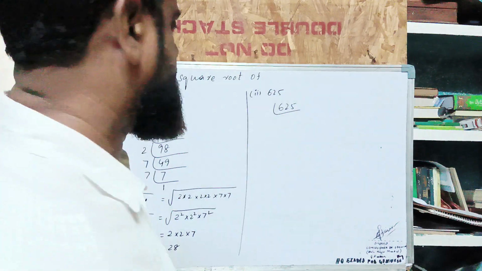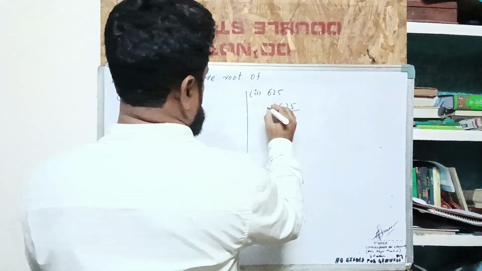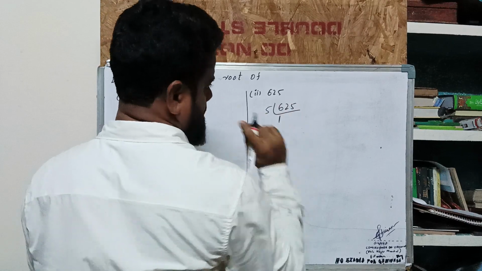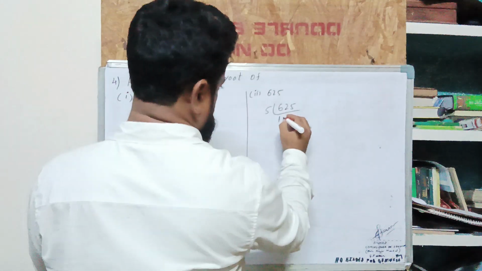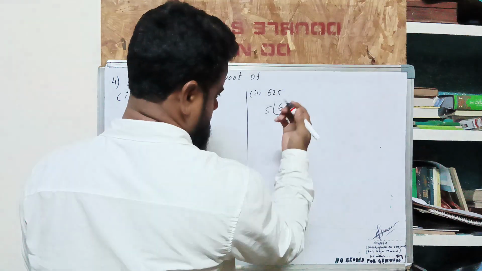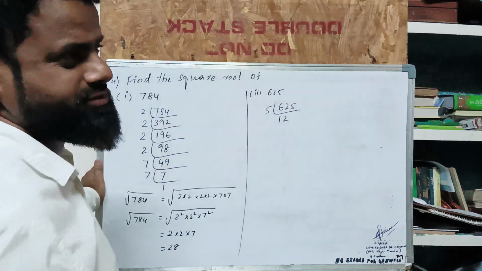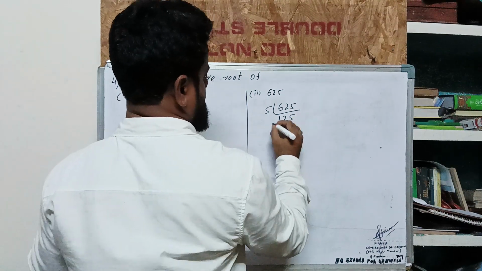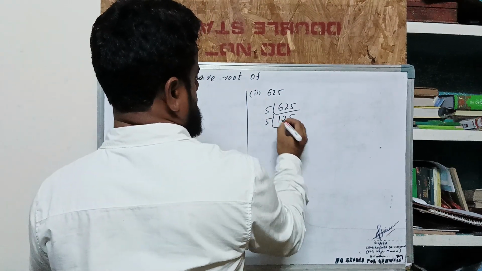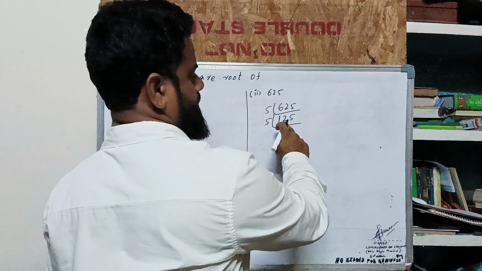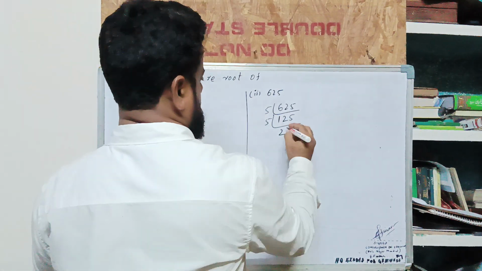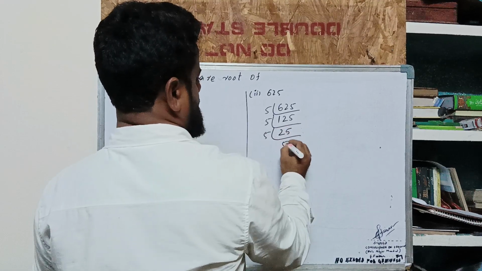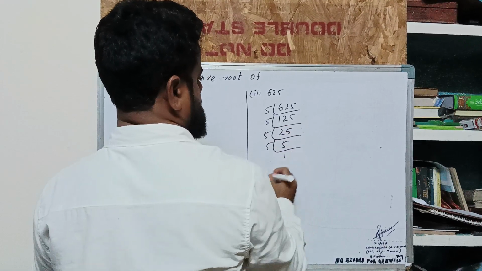We need to go for 5. So 5 ones are 5. So 6 minus 5 is 1. 1 and 2 makes 12. So 5 twos are 10. 12 minus 10 is 2. So 2 and 5 makes 25. So 5. So again 5 twos are 10. 2 remains. 2 and 5 makes 25. So 5 5s are 25. Again 5 5s are 25 and 5 1s.